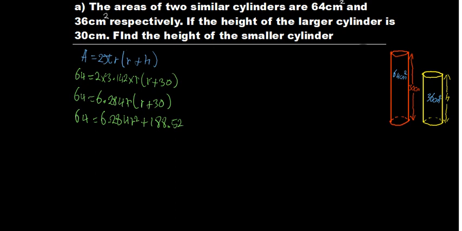Okay, so putting it in the order that we are familiar with, it is 6.284 r squared plus 188.52 r minus 64. Because we subtracted 64 on both sides of what we have there. So using the quadratic formula, remember the formula is in this manner.